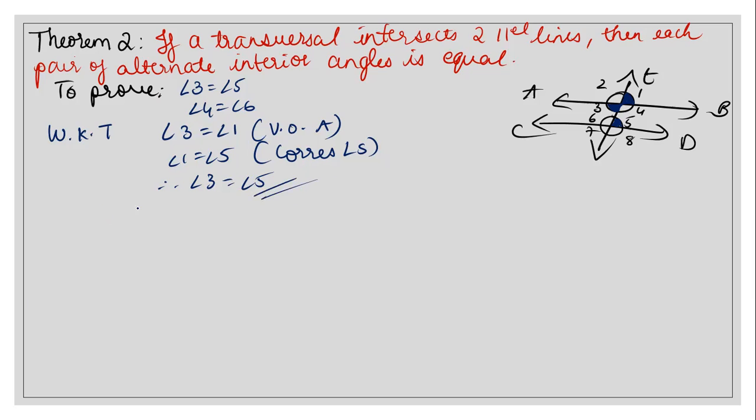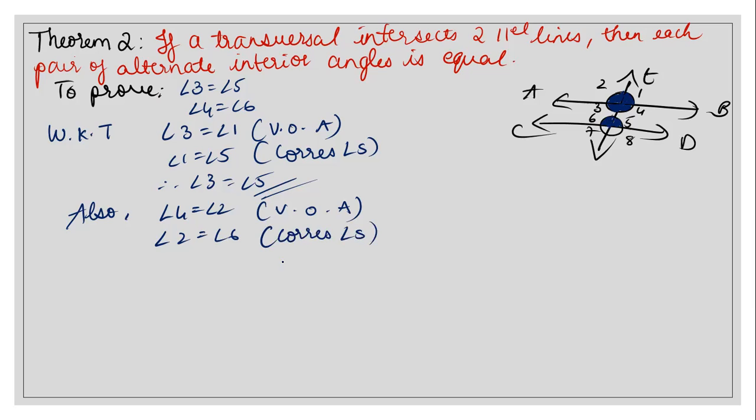Okay, now we've got this. Now we also know that angle 4 is equal to angle 2. How? Again, vertically opposite angles. And angle 2 is equal to angle 6, which is corresponding angles. So therefore, angle 4 is equal to angle 6. Correct?